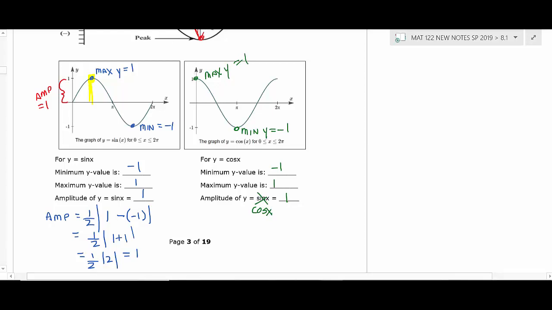So again, in the diagram, you can just think of half the distance from max to min as the amplitude. So that would be your amplitude equaling 1. All right, so any questions about that? Okay, you may have heard the word amplitude.